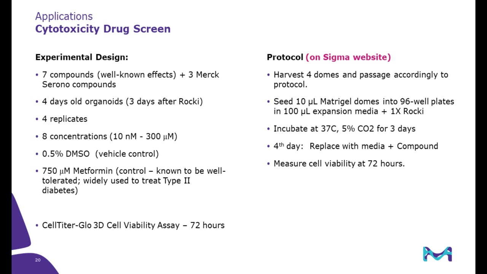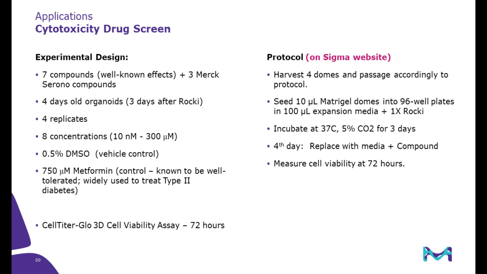Next, I want to shift our attention to the cytotoxicity drug screen application data using our human iPS-derived colon organoids. For the cytotoxicity drug screen, 7 compounds with well-known effects along with 3 Merck Serono compounds were tested. Screening was performed on 4 days old organoids. 4 replicates were performed with 8 concentrations ranging from 10 nanomolar to 300 micromolar. DMSO was used as a vehicle control. Metformin, a drug used to treat type 2 diabetes, which is known to be well tolerated, was used as a control as well. Cell viability was assayed after 72 hours of treatment.